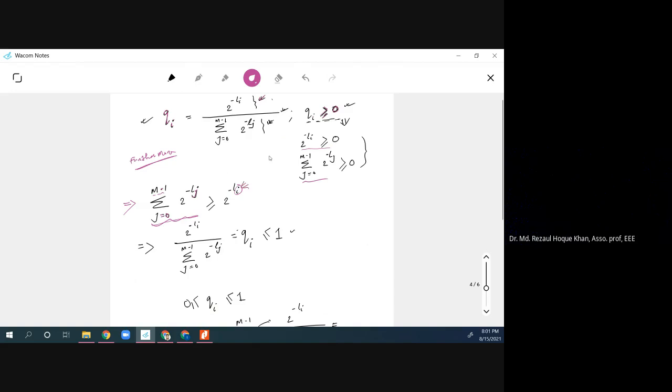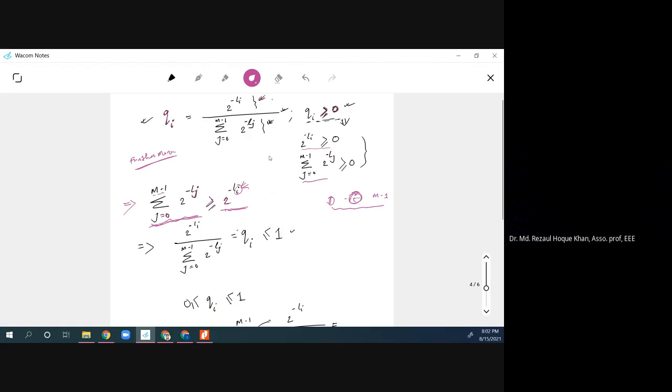If this is the case, then this amount is definitely greater than this amount, because this part is a component of this whole summation. It's actually a part of this one, right? i is a part of j. j is a whole series from 0 to m minus 1, where i is a component. It means the summation of the whole series will definitely be greater than only this component value, right? That's what we are writing here.